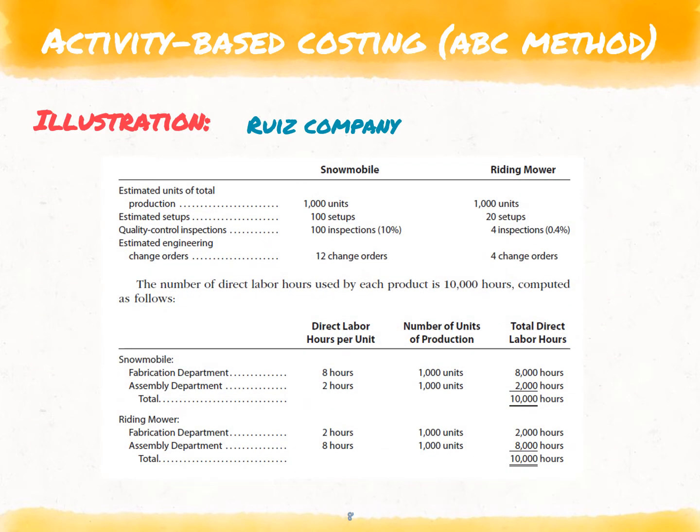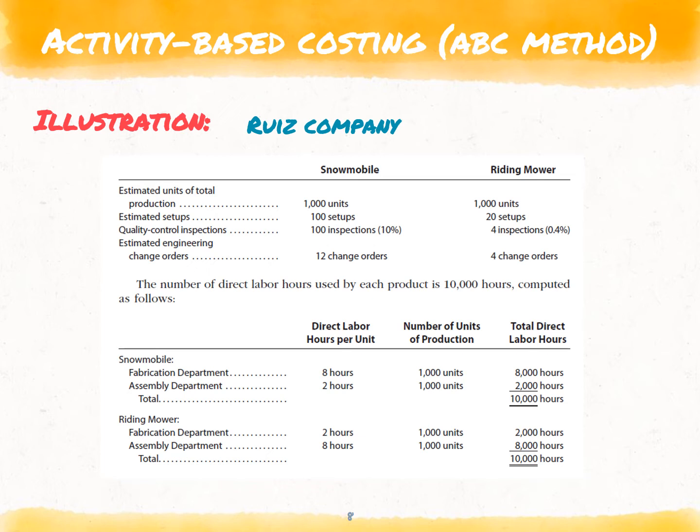To illustrate the activity-based usage for each department and each product, the following will be used. Estimated units of total production: 1,000 units for snowmobile and 1,000 units for riding mower. Estimated setups: 100 setups for snowmobile and 20 setups for riding mower. Quality control inspections: 100 inspections for snowmobile and 4 inspections for riding mower. Estimated engineering change orders: 12 change orders for snowmobile and 4 change orders for riding mower. The number of direct labor hours used by each product is 10,000 hours.